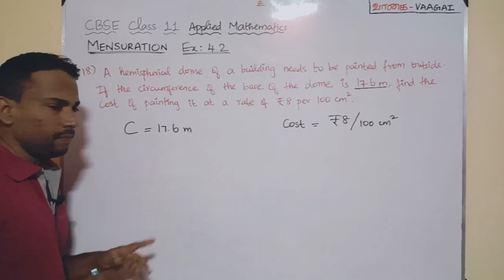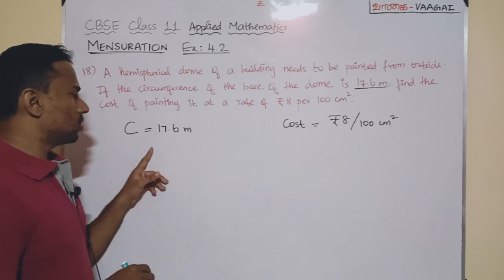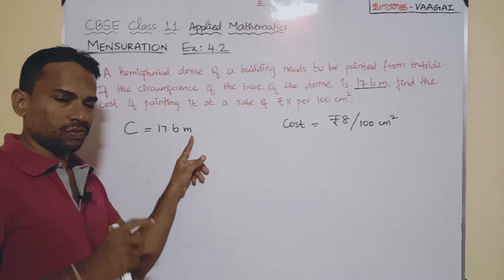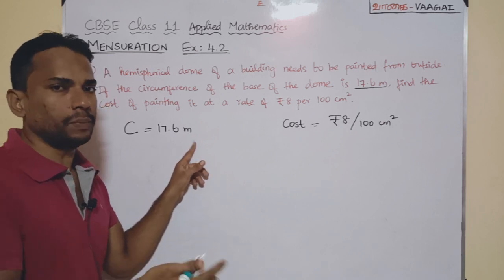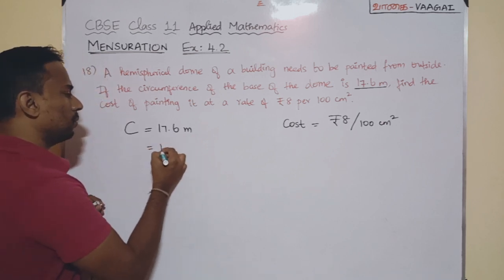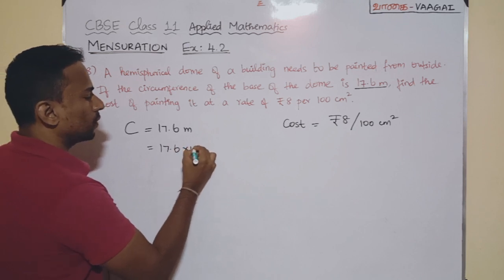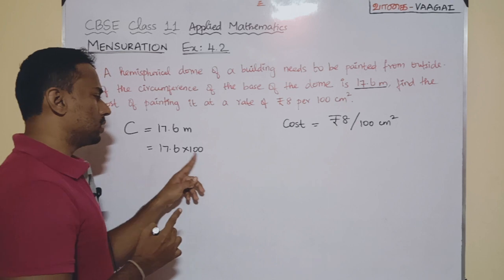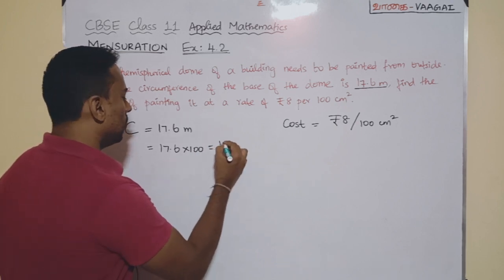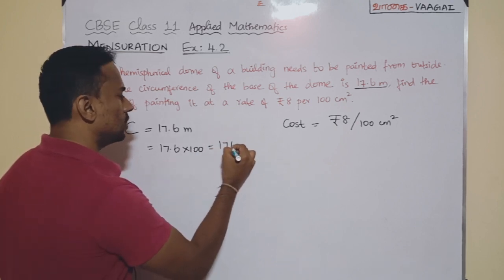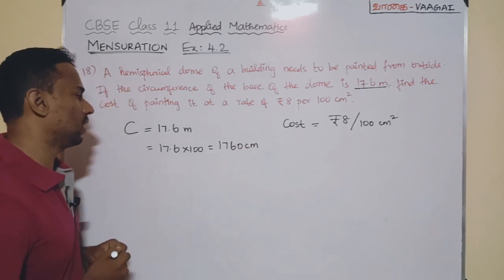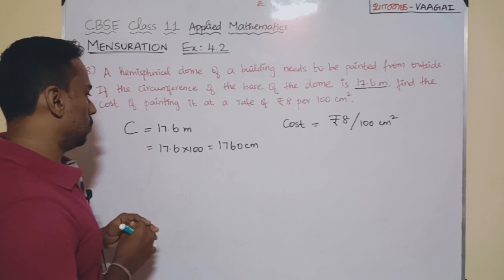Let's do it carefully. Now start from here. The circumference of this hemispherical base is 17.6 meter. First of all, we will convert this to centimeters. So this will be 17.6 into 100, because we know 1 meter is 100 centimeter, correct? So 17.6 into 100 will be 1760 centimeter. Yes, fine. Now the idea is clear to us.